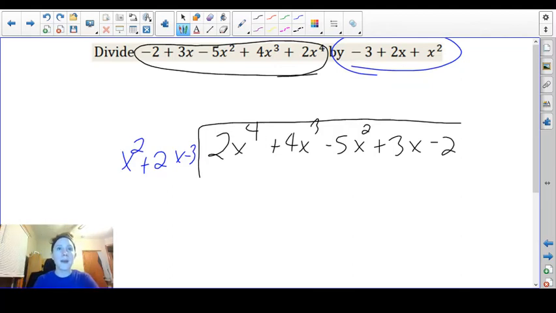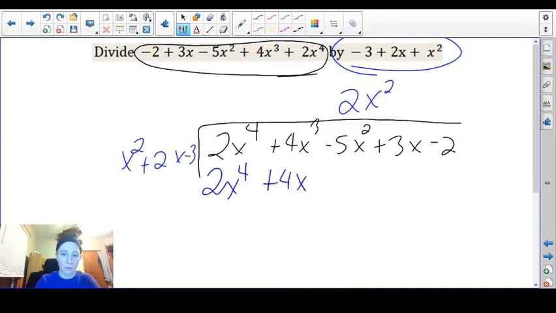So what times x squared will give me 2x to the 4th? Well, I need at least a factor of 2. That I can see is evident. And I need 2 more, because if I only put 1, that would give me the cube, and that's not high enough. So I need a squared. So I need 2x squared. So 2x squared times x squared is 2x to the 4th. 2x squared times 2x is 4x cubed. 2x squared times -3 is -6x squared.